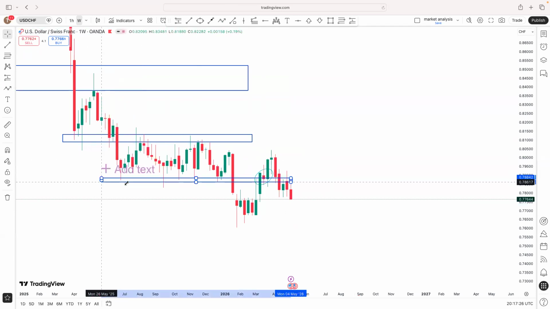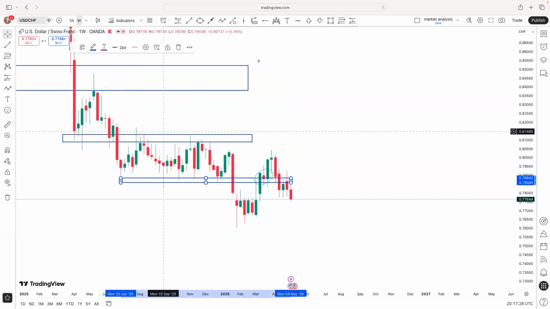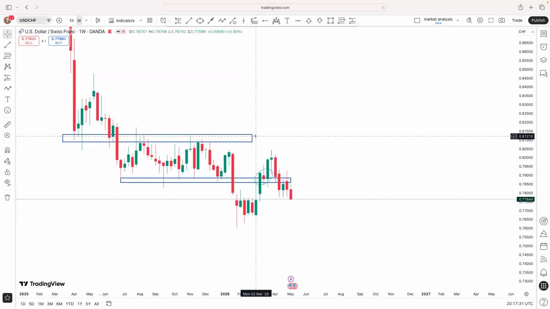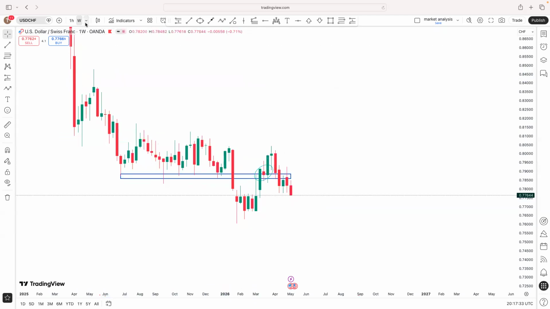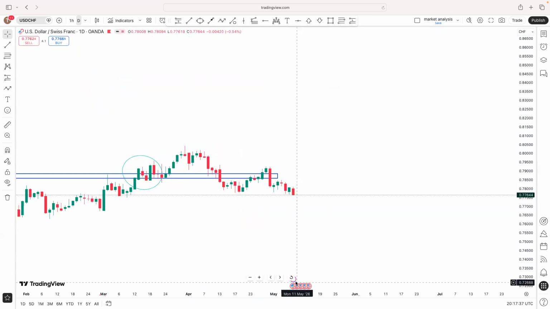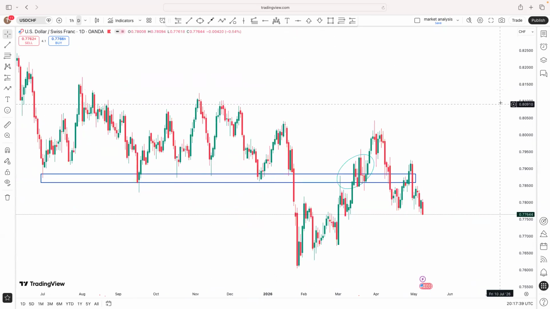But don't forget that this is an area of interest, this one. So I want us to remove all this, and then we quickly go into the daily time frame, because that's where the area of interest is more clear, right? We'll be able to understand each other.